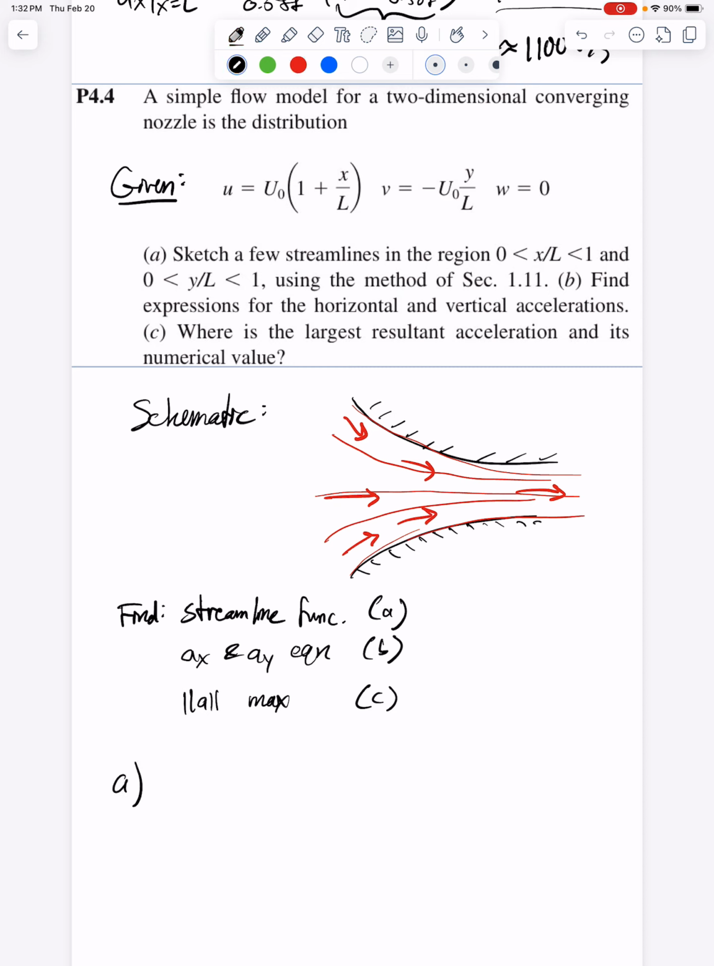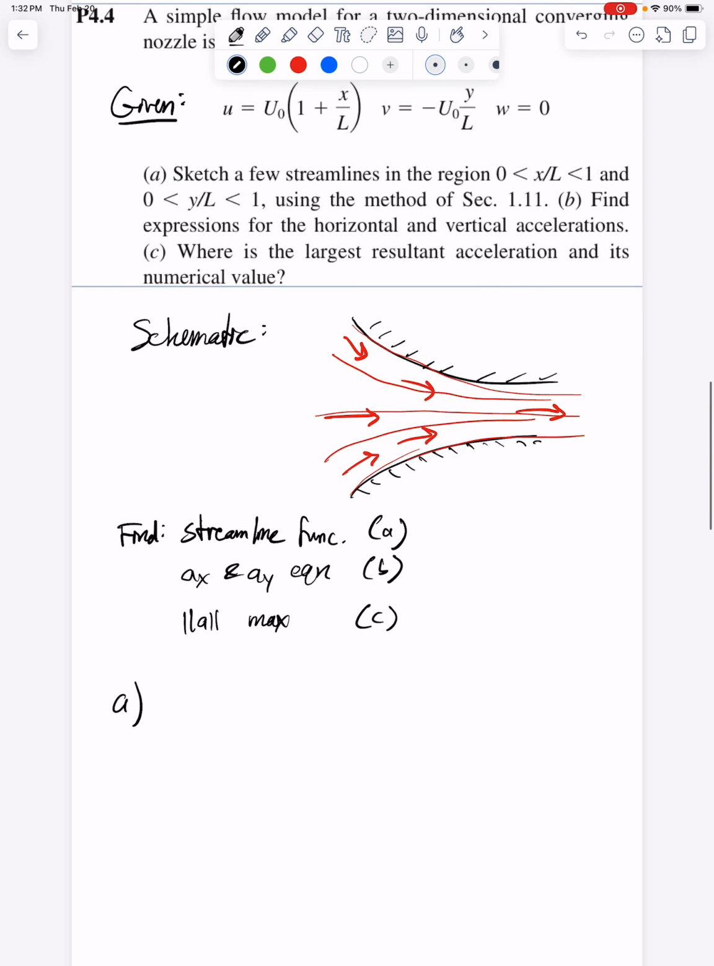Once again, in the final equation sheet, there's a section on flow patterns which gives you the streamline function, on the first page. The streamline function for two-dimensional flow is as follows: dx over u is equal to dy over v. Solving this equation will give you a family of functions that correspond to the streamlines in the flow field.